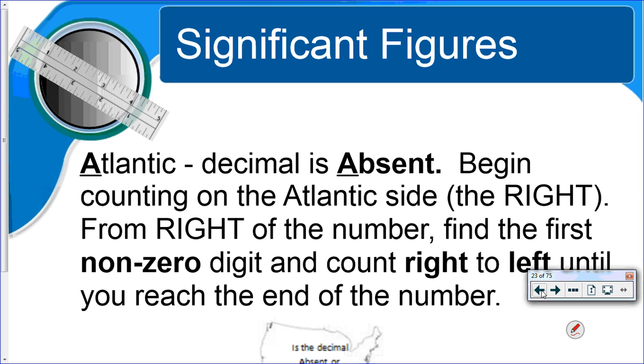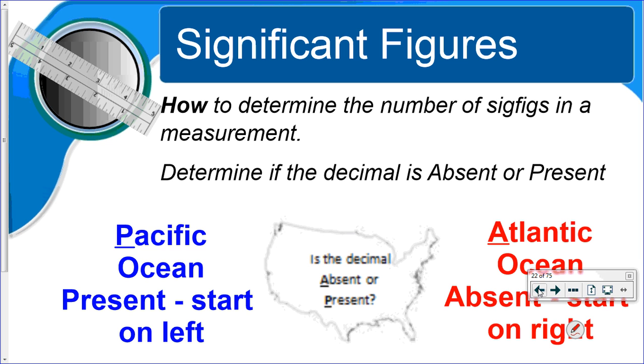Listen up. This is important, guys. I'm not going to lose my voice over this, and if I have to keep you after school, then I will, because you're wasting my time. P with my left hand, A with my right hand. You can look at any number, and first, you're going to see if that number has a decimal point or not. P means your decimal point is present. A means your decimal point is absent.